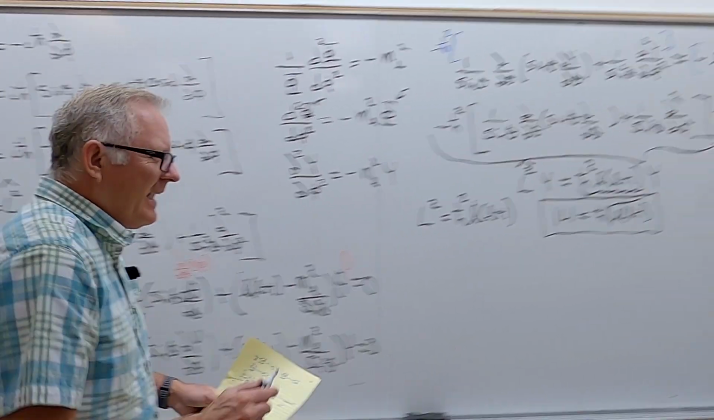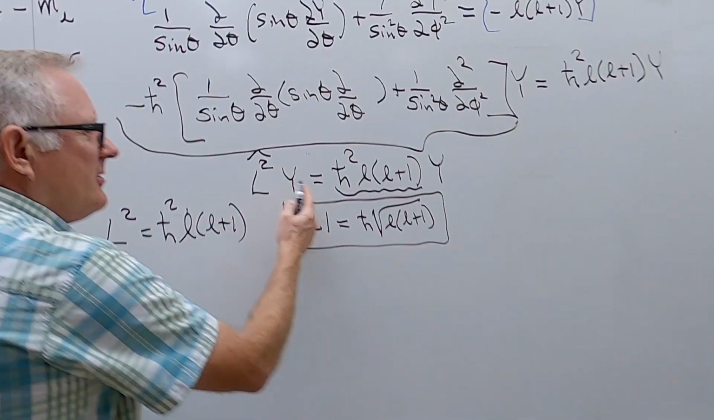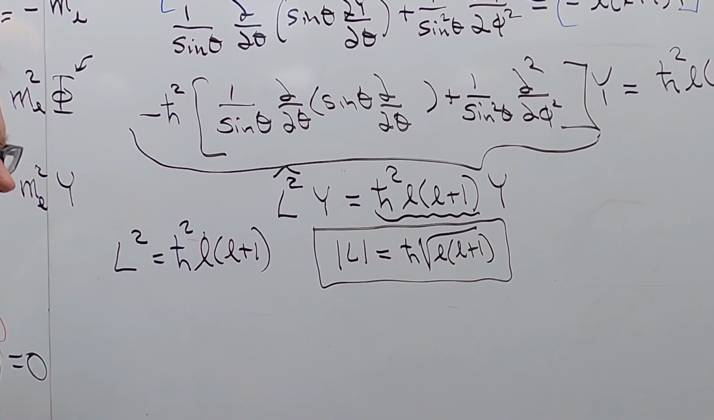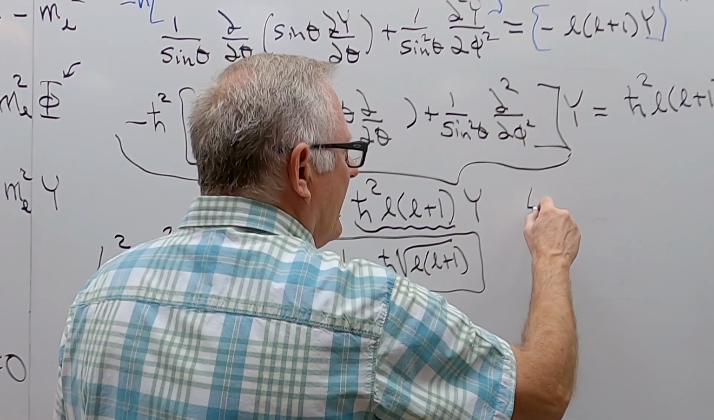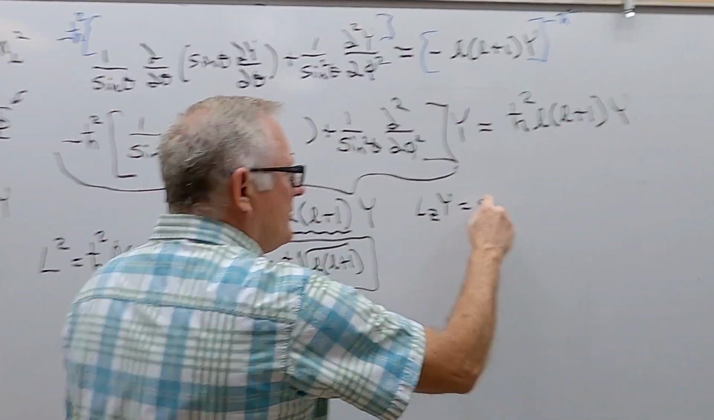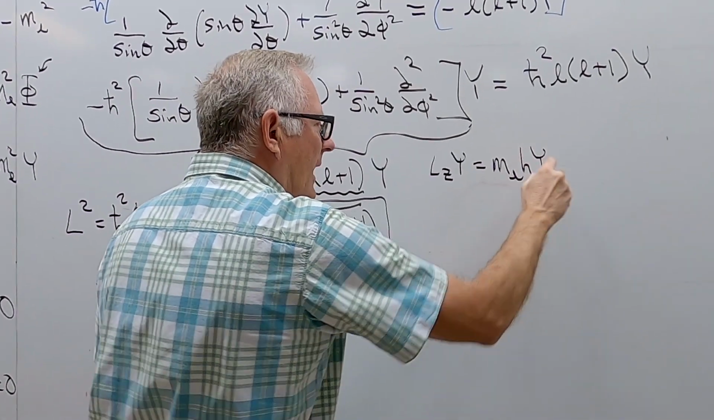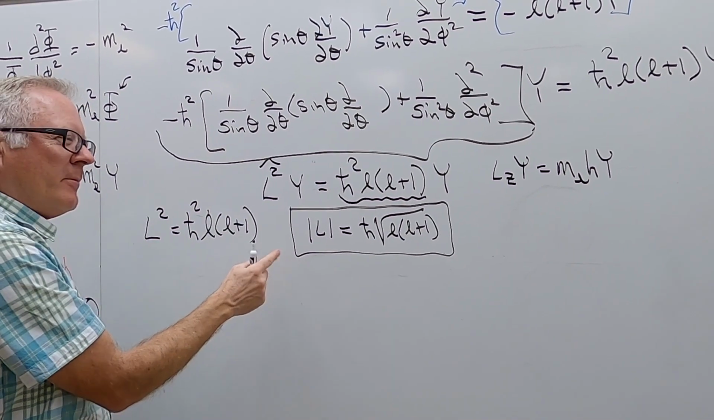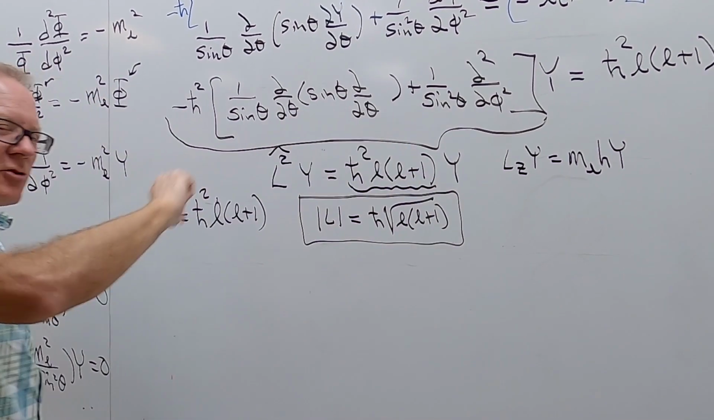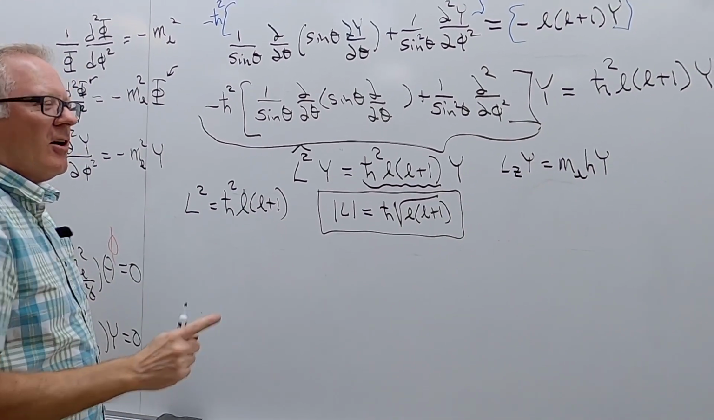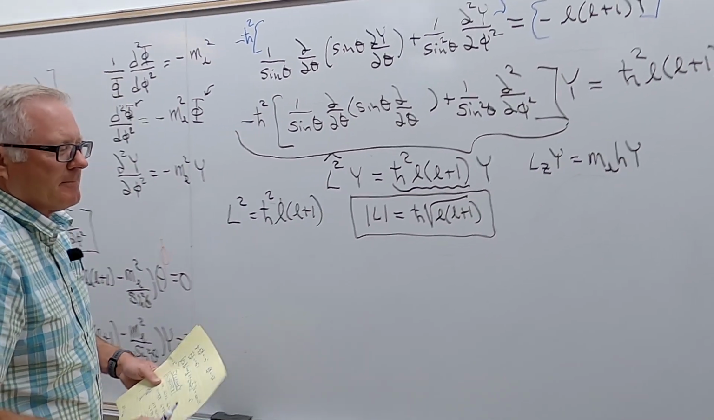And you'll notice it still uses the same eigenfunctions that the LZ worked. Because when I do LZ on Y, the same eigenfunction, I get m sub L h bar Y. So I can know both the total angular momentum and the z component without it scrambling them up. So I can measure the z component and the total. That's all. I can't measure the x or the y.